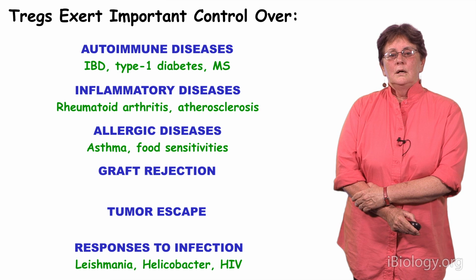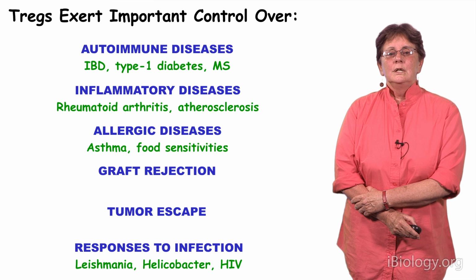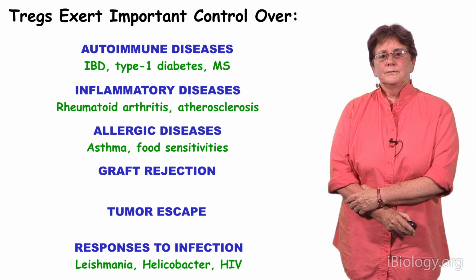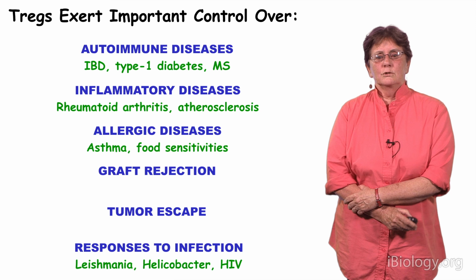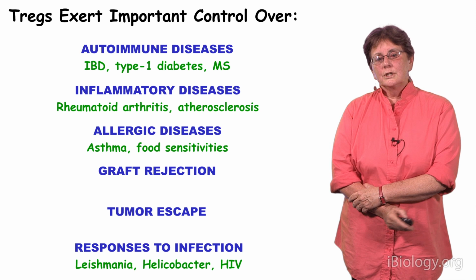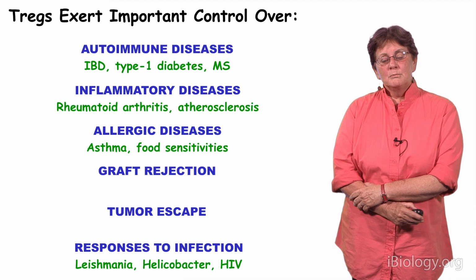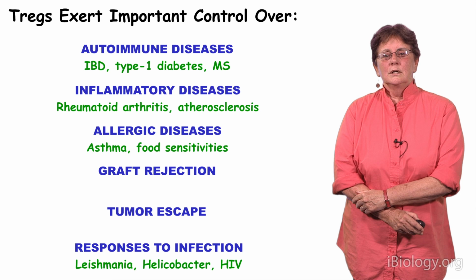By now, using gain of function and loss of function experiments, it's been determined that Tregs control almost all types of immune responses. They control autoimmune diseases like inflammatory bowel disease or type 1 diabetes. They control inflammatory diseases like rheumatoid arthritis, and allergic diseases such as asthma. They also keep in check graft rejection. They promote tumor escape, and they inhibit the response to various types of infections.